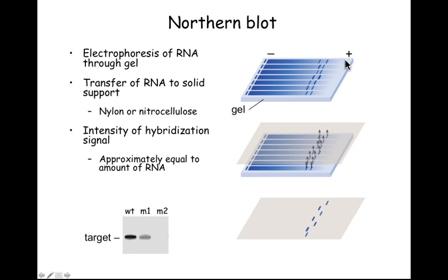So once these things are separated in the gel, the next part is that the RNA needs to get moved out of this gel onto a membrane, typically nylon or nitrocellulose. And practically speaking, this just kind of looks like a piece of paper. And that's this very light rectangle here.